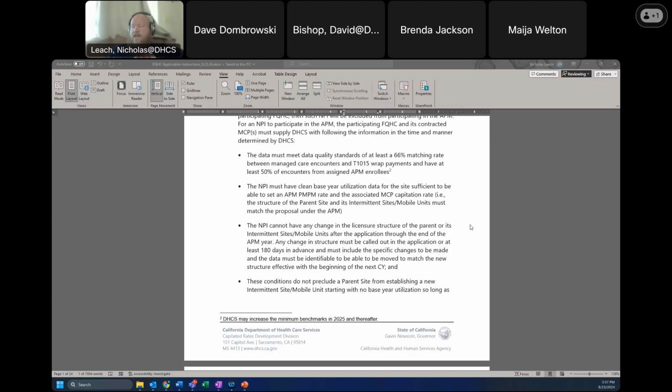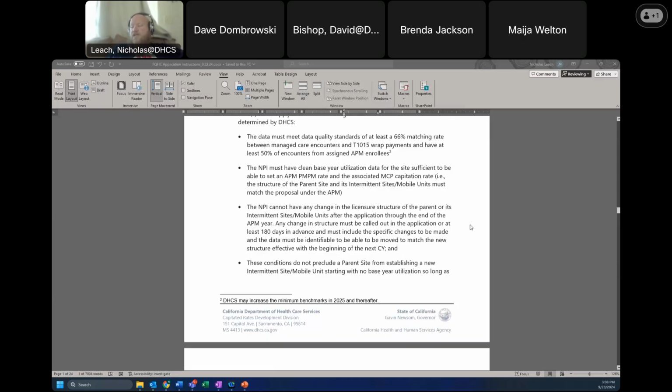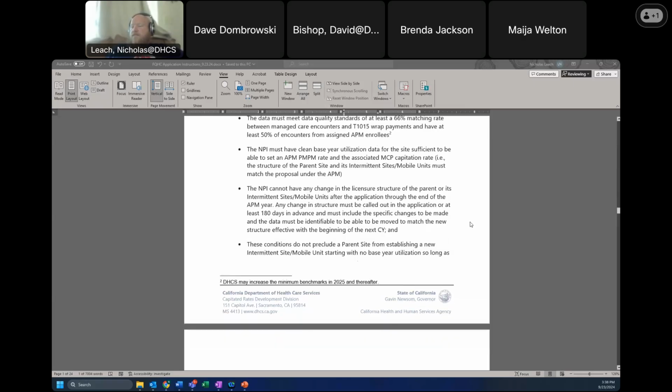i.e., the structure of the parent site and its intermittent sites must match the proposal under the APM. The NPI cannot have any change in the licensure structure of the parent or its intermittent site / mobile units after the application through the end of the APM year. Any change in the structure must be called out in the application or at least 180 days in advance and must include specific changes to be made, and the data must be identifiable to be able to be moved to match the new structure effective with the beginning of the next CY.